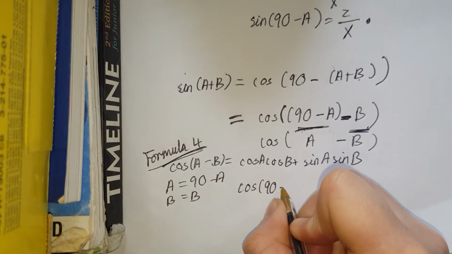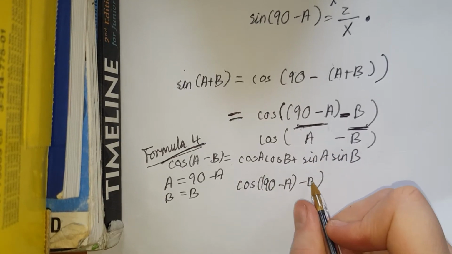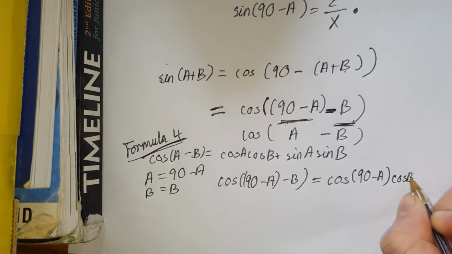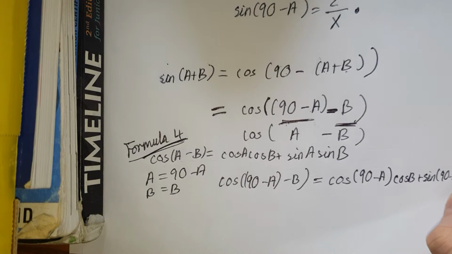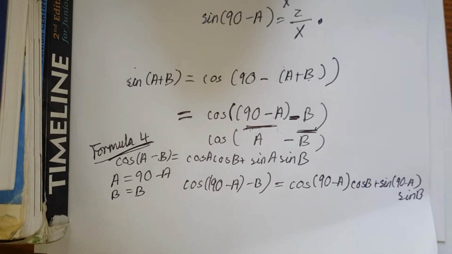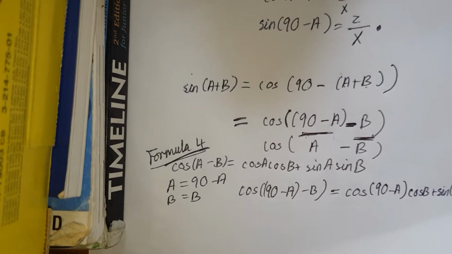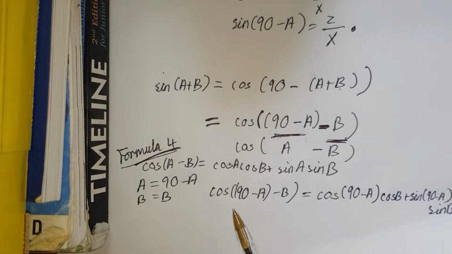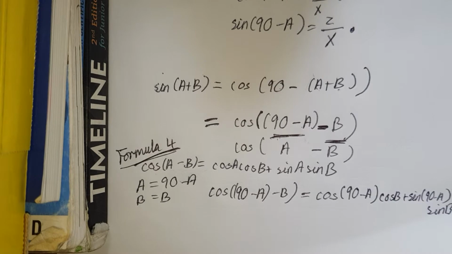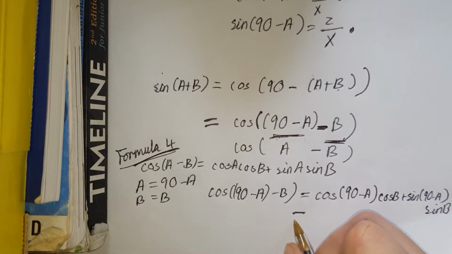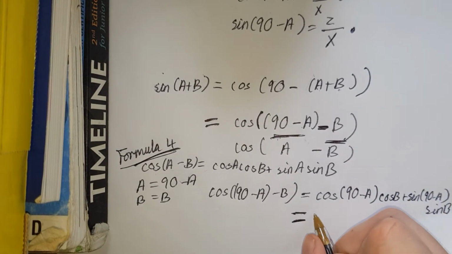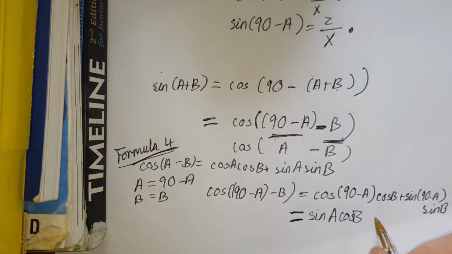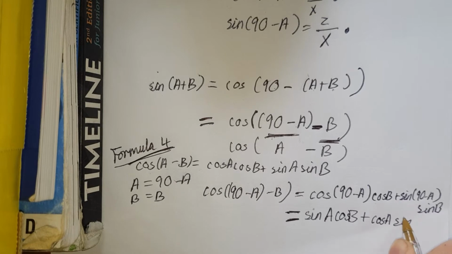So writing this out in this format: cos of (90 minus A) minus B, where 90 minus A is the first angle and B is the second angle, is equal to cos of (90 minus A) cos B, plus sin of (90 minus A) sin B. Now we are going to tidy this up. We remember that cos of 90 minus an angle is equal to the sine of that angle. So tidying this up, cos of 90 minus A is sin A, then cos B, and sin of 90 minus A is cos A, and then sin B.